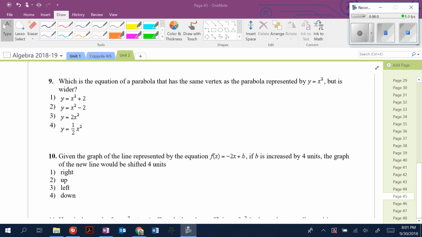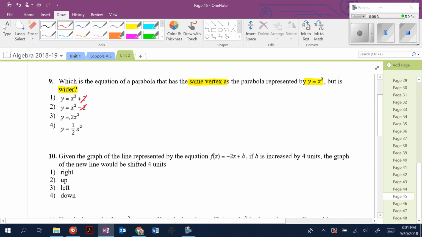All right, let's check out some multiple choice questions here. Which is the equation of a parabola that has the same vertex? Meaning the parabola hasn't moved left or right or up or down. It's the parabola represented by y equals x squared, but wider. That one's up too, we don't like it. That's down too, we don't like it. So which one will make it wider?